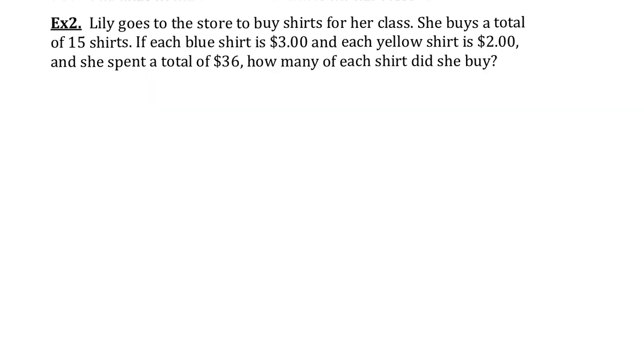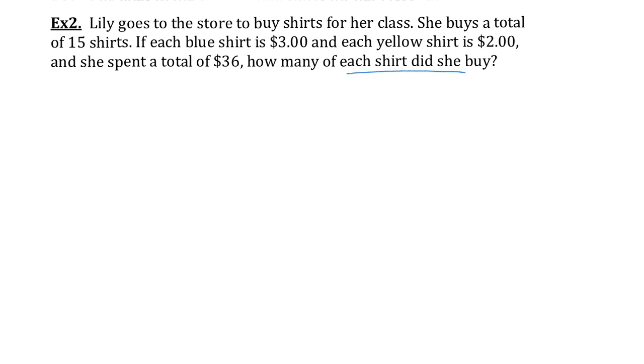We're going to do all the same steps. And then we'll look for the information. So first thing, let's read it and then we'll look for the variables. Okay, Lily goes to the store to buy shirts for her class. She buys a total of 15 shirts. If each blue shirt is $3 and each yellow shirt is $2 and she spent a total of $36, how many of each shirt did she buy?